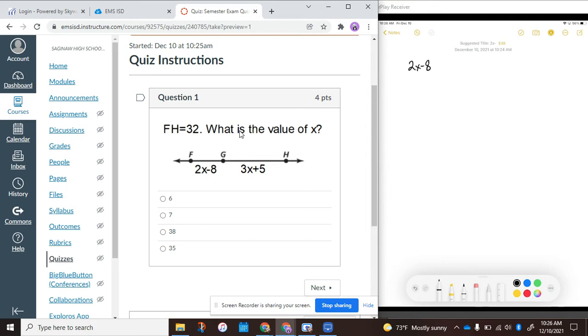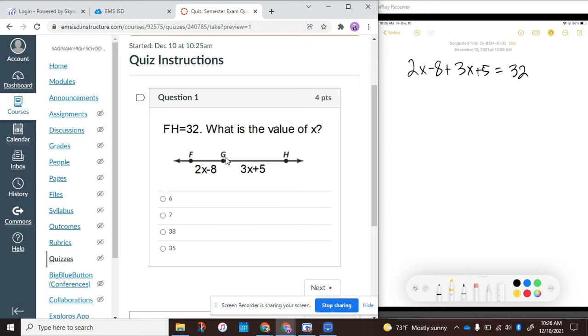2x minus 8 equals... let's see if I can get that a little bit bigger here. If we're doing that, we've got 2x minus 8 plus 3x plus 5. Okay? That is the first piece plus the second piece equals the length of the entire thing, 32.